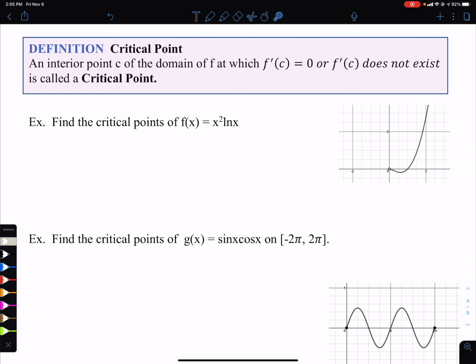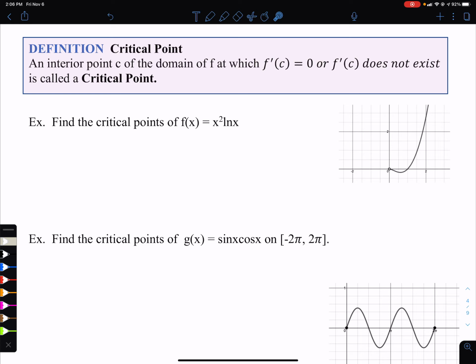Another definition, so make sure you're taking good notes. Good chance this will be on the quiz at the next class meeting. You have a new word, critical point, that needs to be in your vocabulary. A critical point is an interior point, so it can't be an endpoint, but pretty simple. It's a value of x on the interior of your domain where the derivative is 0 or the derivative does not exist. So a critical point is a value of x where at that point the derivative is 0 or the derivative does not exist.